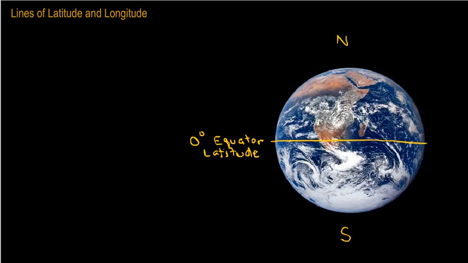Two other important lines of latitude are the one above and the one below. The one above is known as the Tropic of Cancer, and the other one is known as the Tropic of Capricorn. And the Tropic of Capricorn actually runs through Australia in Rockhampton.